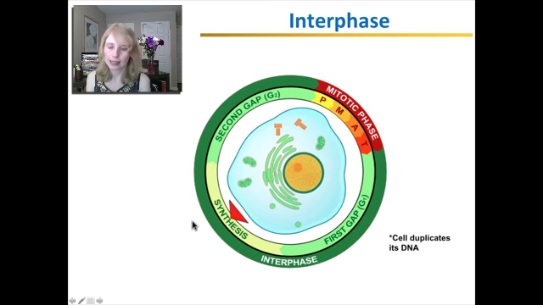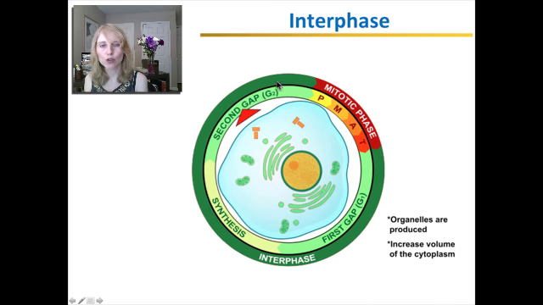Then the S phase. The S phase stands for synthesis or DNA synthesis. This is when the cell is duplicating its DNA. And then G2 is gap 2. This is when the cell is growing more, carrying out more of its functions, and it's getting ready for cell division. So probably the most important part about interphase to remember is when the DNA duplication takes place. So DNA is replicated during the S phase, DNA synthesis.